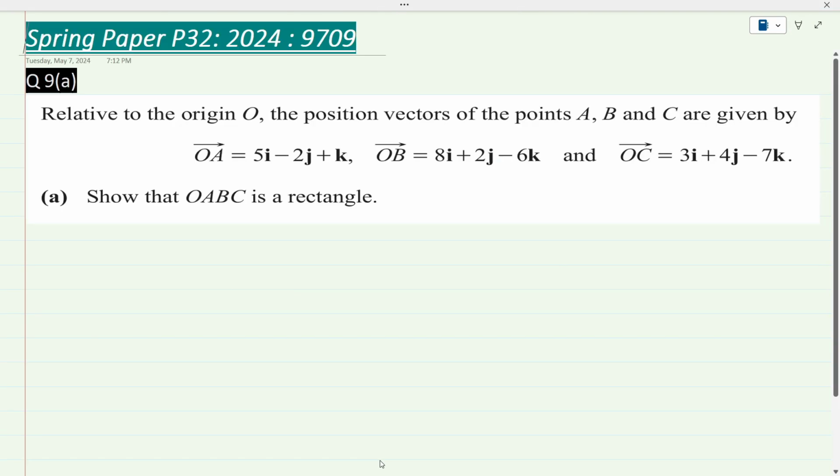Question number 9. Vectors relative to the origin, the position vectors of points A, B, and C are given. Show that OABC is a rectangle where O is the origin, obviously. Now we have to prove. First of all, we have to prove that it is a rectangle. So let's label it OABC in either clockwise or anti-clockwise. The main objective is to identify or to work on the opposite vectors. So here opposite vectors are OA and CB, and opposite vectors are OC and AB. So let's find out these vectors in the first place.